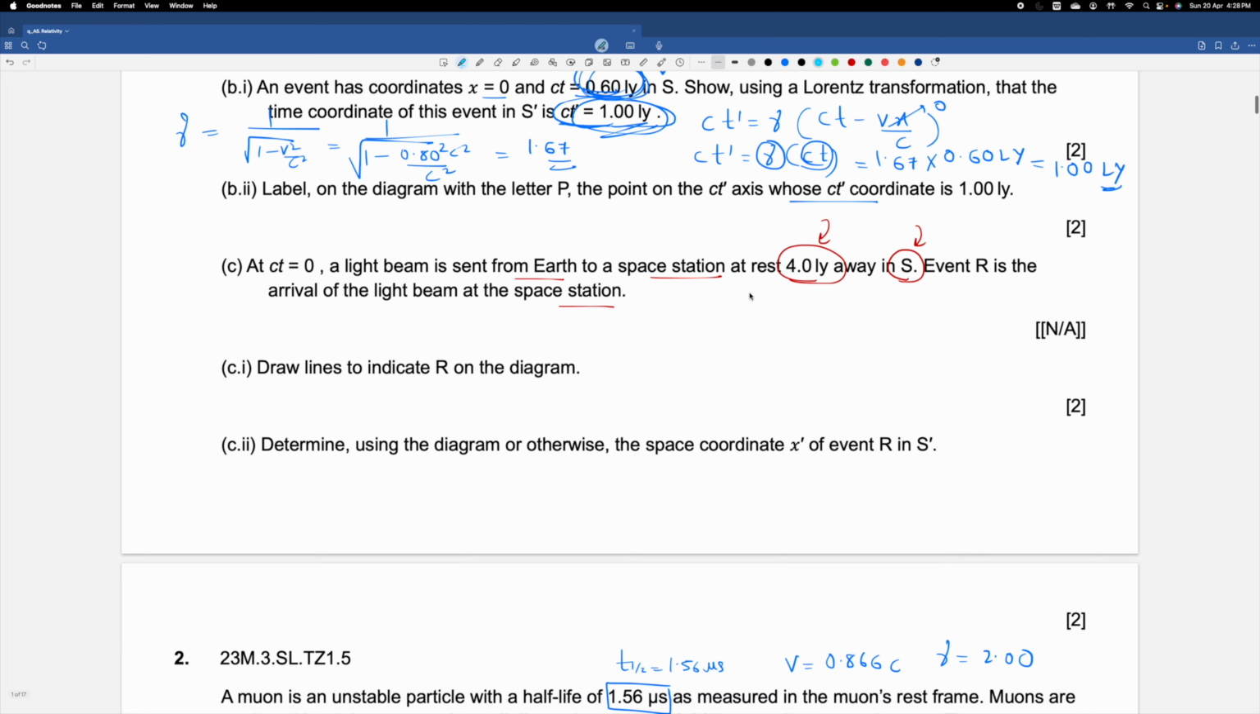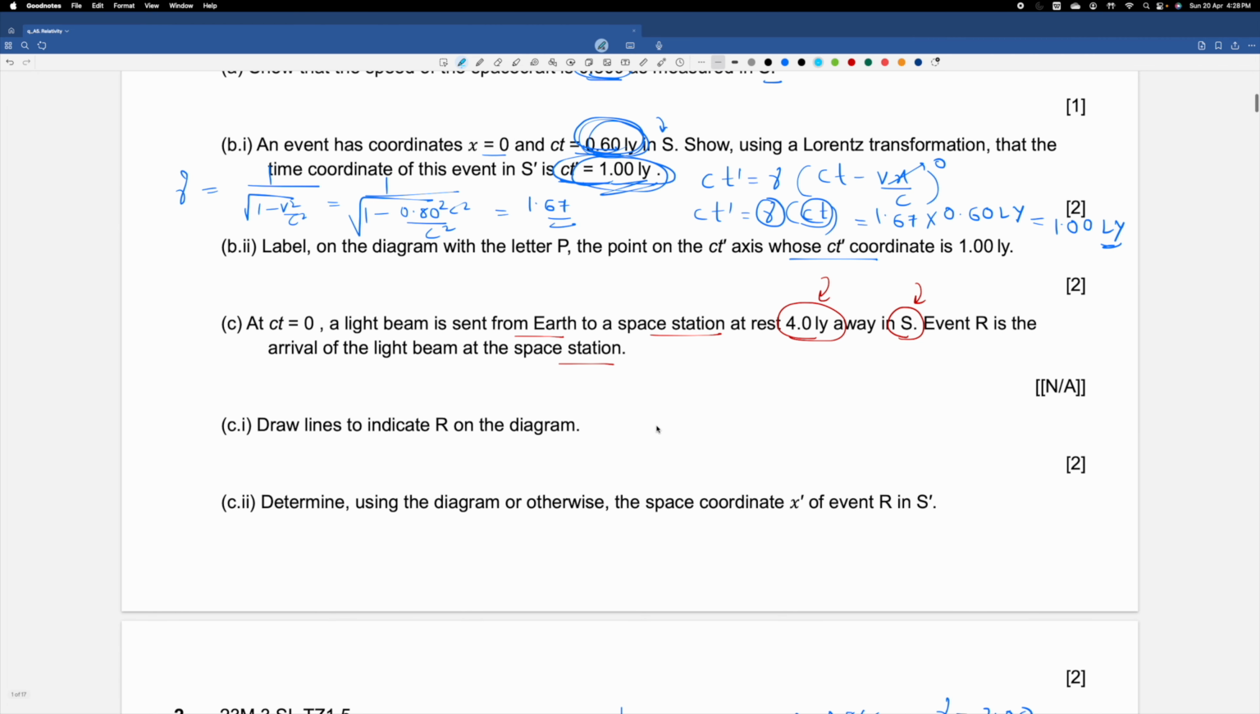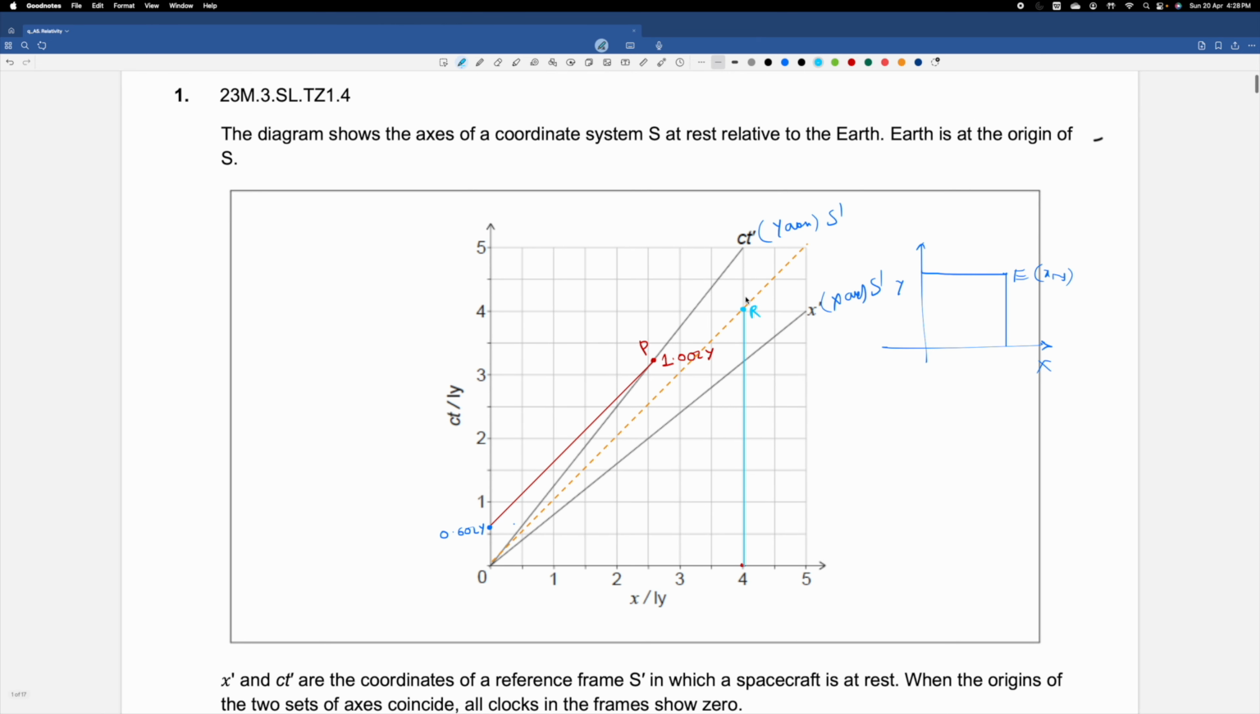Next, determine using the diagram or otherwise the space coordinate x prime of event R in S prime. So they're asking what is the coordinate of x prime? Since the coordinate of R on x is 4 light years, what is the coordinate on the x prime axis for the same event R? Since we want the coordinate on my x prime axis, I will draw a line parallel to my y-axis. So look at this. I'm drawing a line parallel to my y-axis and seeing where it intersects. That's the point where it intersects, right? And let me label it as R prime.